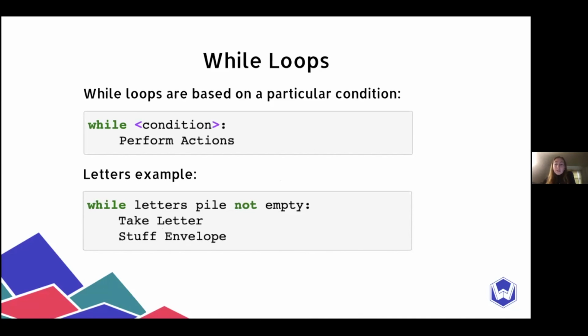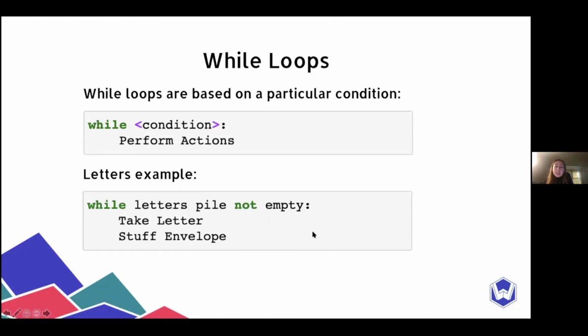So there's two types of loops, and this is pretty much in every language. First, we will talk about the while loop. While loops are based on a particular condition. So if you remember conditions that we covered in if statements, that's what while loops are based on as well. A while loop uses a condition like this to check each time before completing the code block beneath it. So if the condition is false, it will exit the loop. And if the condition continues to be true, it will continue to perform those tasks. And in our example of mailing holiday letters, we would say, while the letters pile is not empty, take a letter, stuff the envelope. Our loop would then exit when there are no more letters, as that was the condition that we set it with.